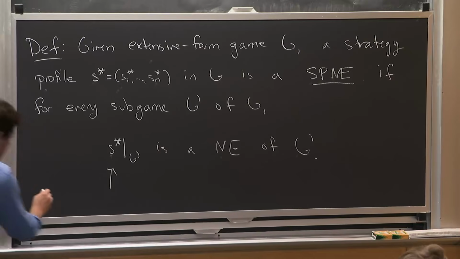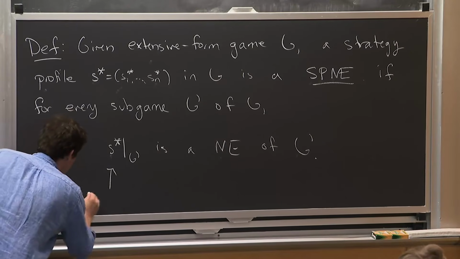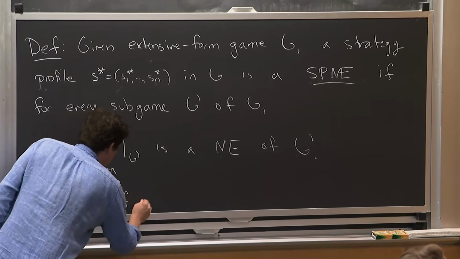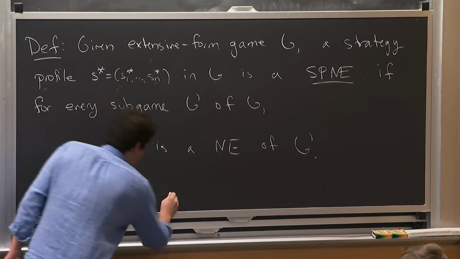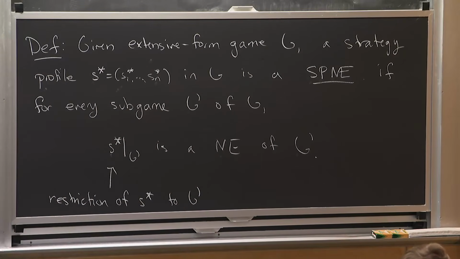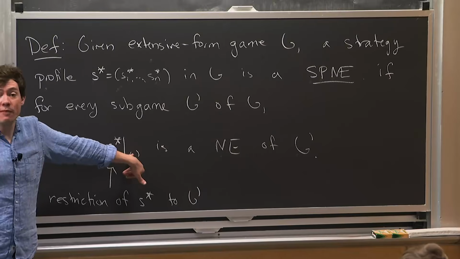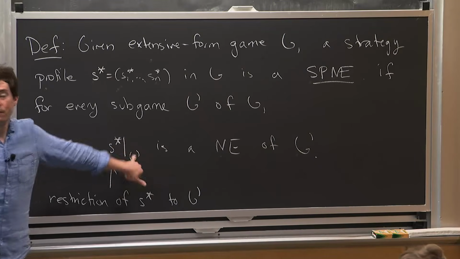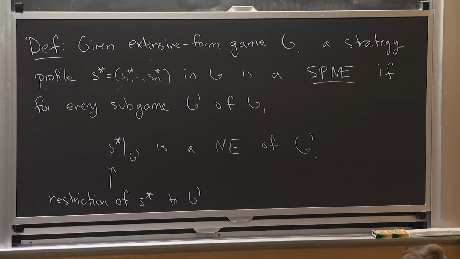So we might call this the restriction of S star to G prime. And remember, since we said a strategy specifies a move at every information set, here we're only going to keep track of the moves at information sets that are contained in G prime. Again, if this is a graduate game theory class, we get really formal about introducing notation for all these things and what it means, but I think it's pretty clear conceptually what these things mean.